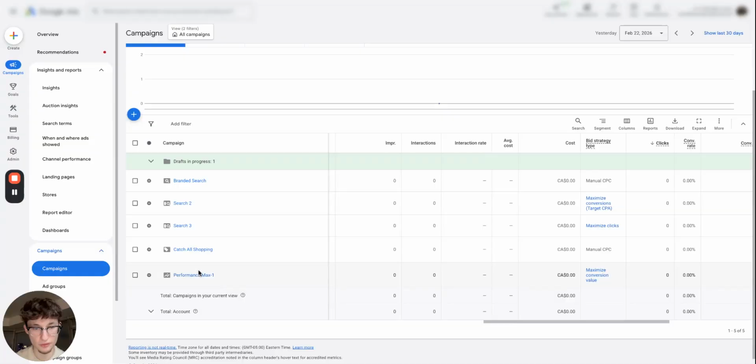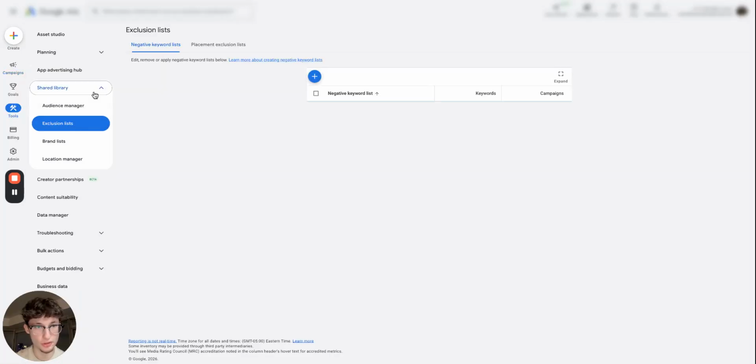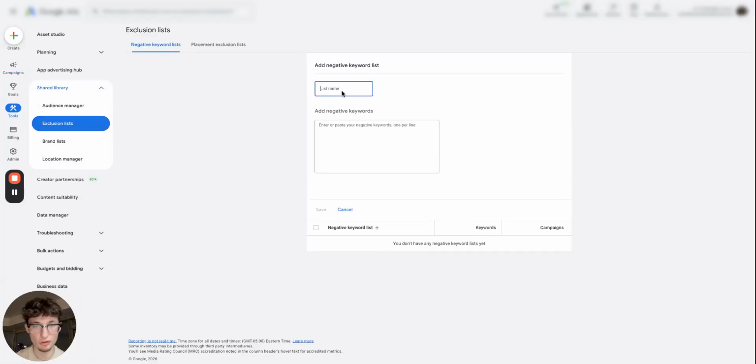So the two things that I would do is you can set the brand exclusion within Performance Max, and then you also want to go to the shared library exclusion list and create a branded negative keyword list. So you can call it brand variation. Again, apply this to your own brand, but you would want to have all variations.